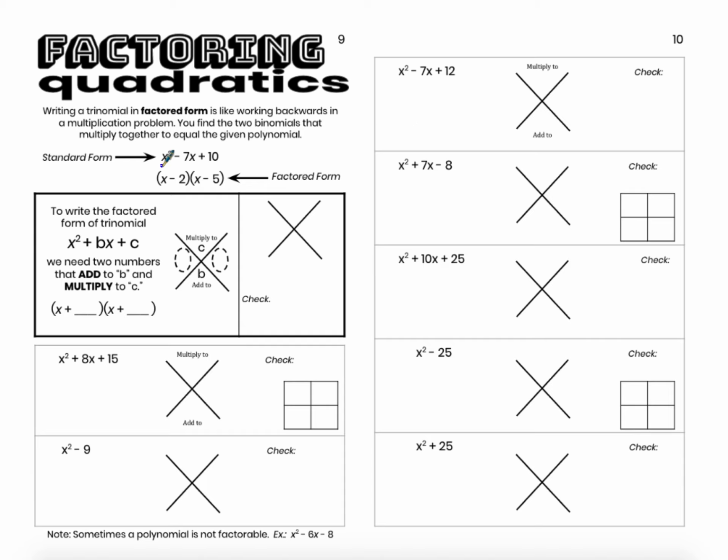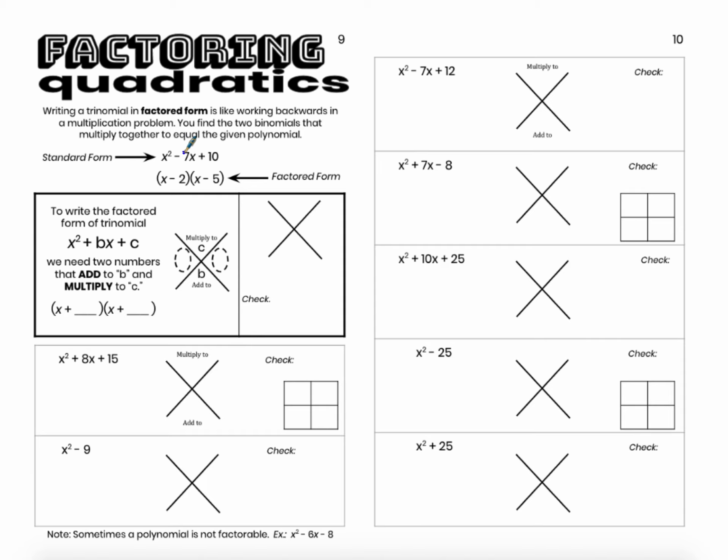The factored form of x squared minus 7x plus 10 is x minus 2 times x minus 5, because when I multiply that out, x squared minus 5x minus 2x plus 10, I would get x squared minus 7x plus 10. So we're trying to find the multiplication problem that when we multiply it out, we get x squared minus 7x plus 10. We're finding two linear binomial factors that multiply to get this quadratic trinomial.